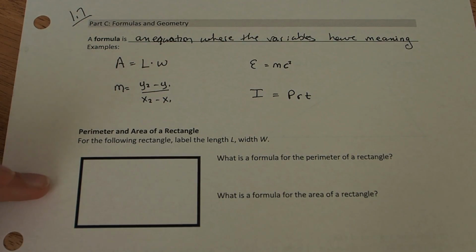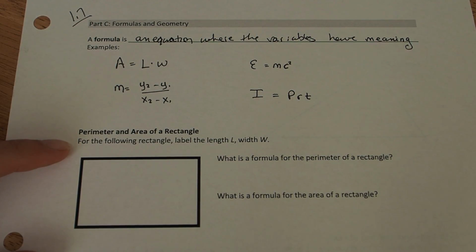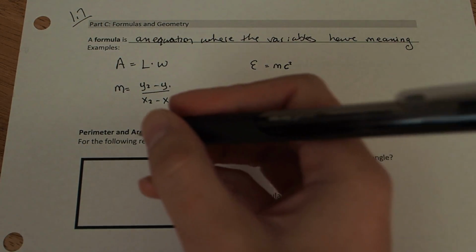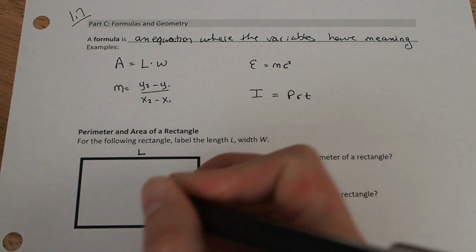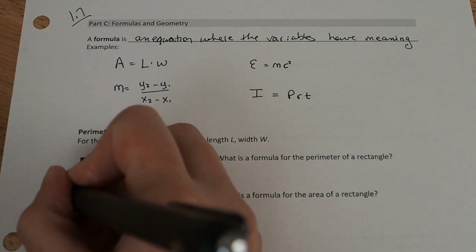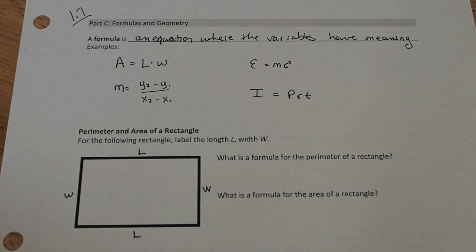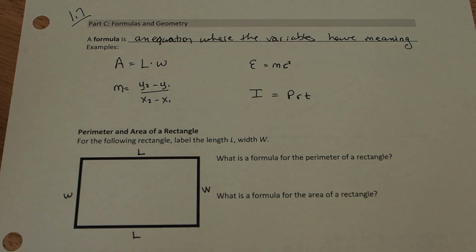Okay, the first section we're going to look at some formulas that are geometric. In this first example, we're looking at perimeter and area of a rectangle. So we're going to first label this rectangle with its length and width. You can also label the bottom as length and the other side as width. And then we're going to talk about the formulas for perimeter and for area.